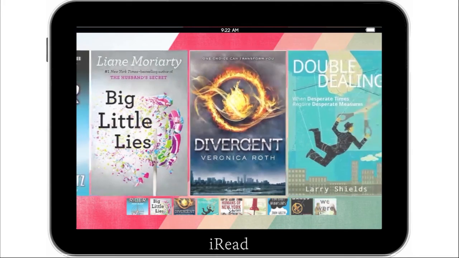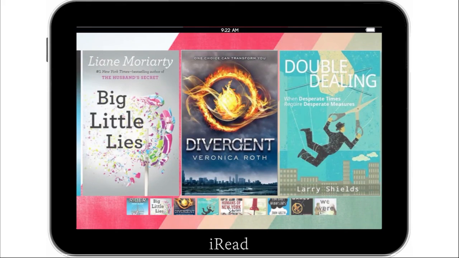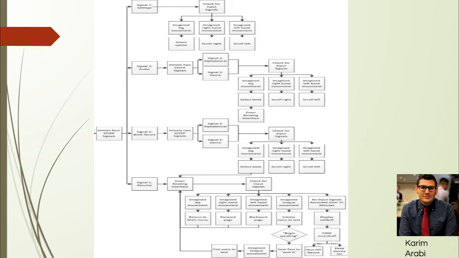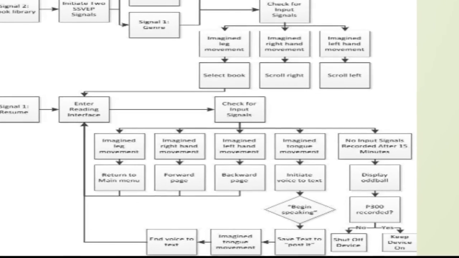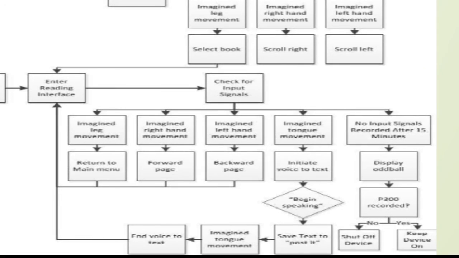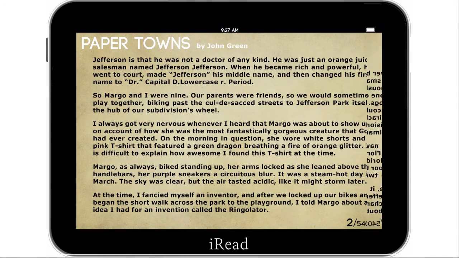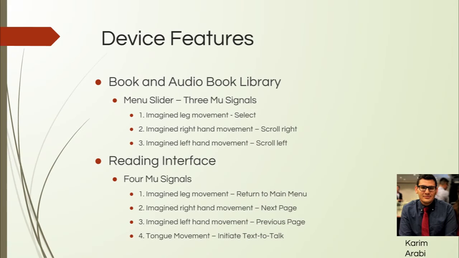When the user arrives at the desired book, imagined leg movement will select the book and take the reader into the reading mode. In the reading mode, also by using mu signals, the reader is able to flip between pages by using left and right hand imagined movements. The reader also has the option of returning to the main menu screen by using imagined leg movement. Lastly, the reader is also able to activate a special voice-to-text feature by moving their tongue.